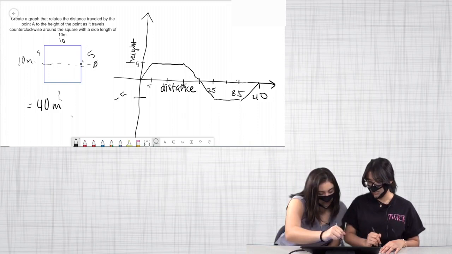And finally, the point travels back to its starting point with a direct relationship between distance and height.